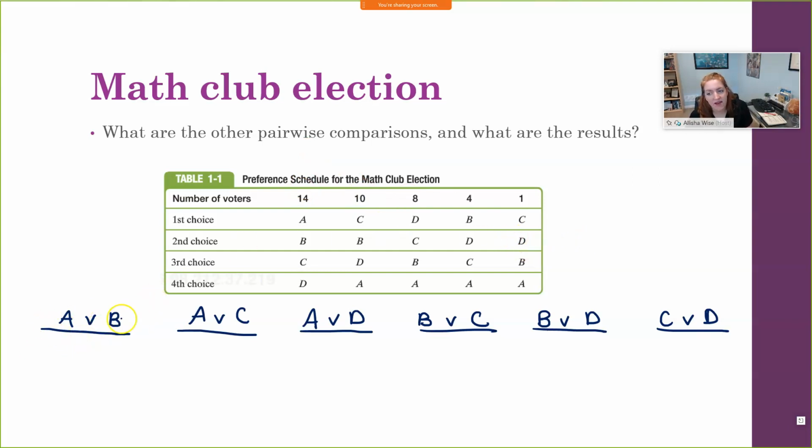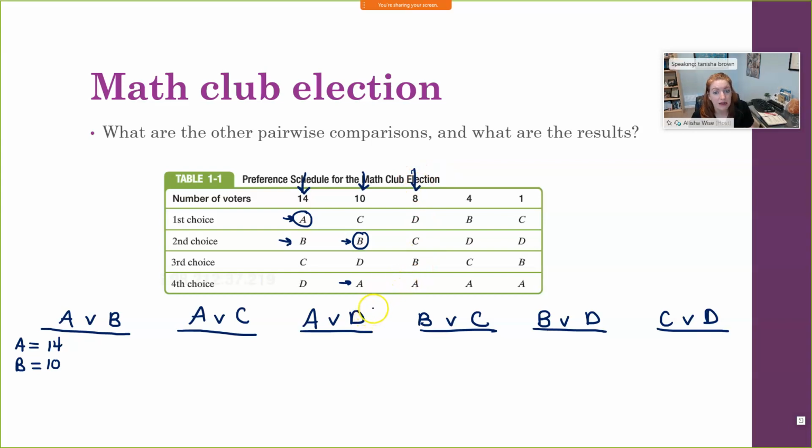So let's start with A versus B. We need to figure out who's winning each column and then who wins the battle overall. The first column, 14 points, you have A and B. Who wins that column, A or B? A is going to get those 14 points. How about the 10 column, A or B? B is higher, so we're going to give B those 10 points.